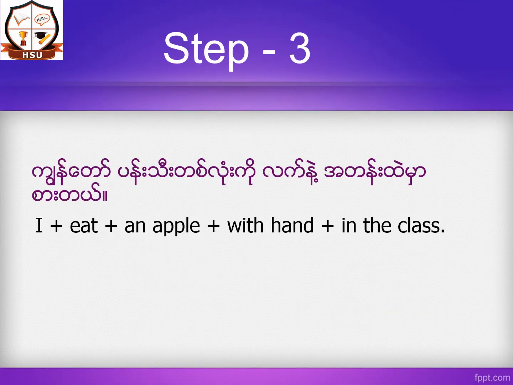Okay, step three. So now, let's add one more. The subject is I, the verb is eat, and the object is an apple. C1 is with hand. Then C2 is in the class. So now the long sentence is: I eat an apple with hand in the class.